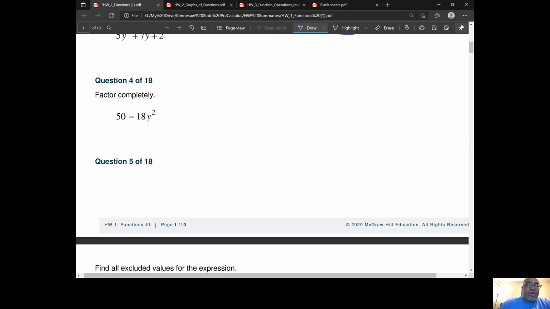Number 4, factor completely. Okay, so the first thing we do when we're factoring is we look for the greatest common factor. Both of these numbers are even, so I can take out a 2. So I end up with 2 times 25 minus 9y squared.